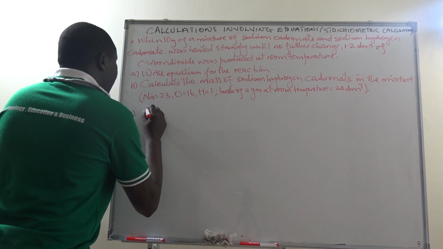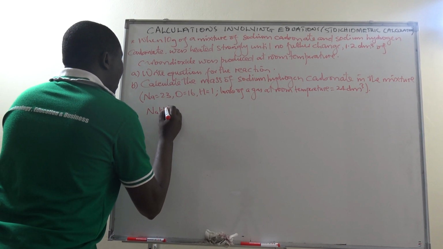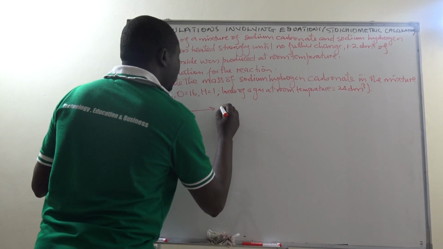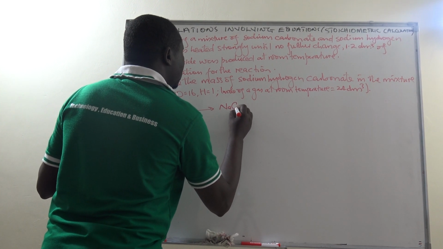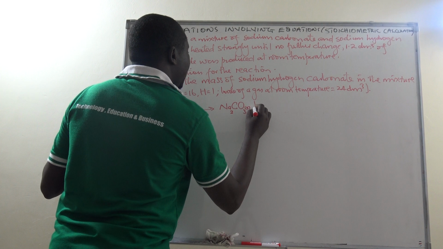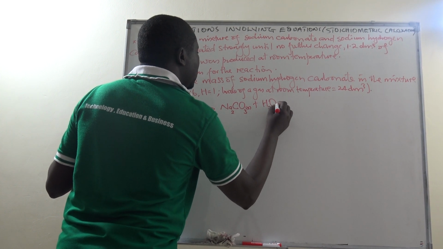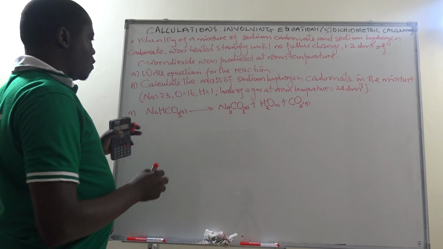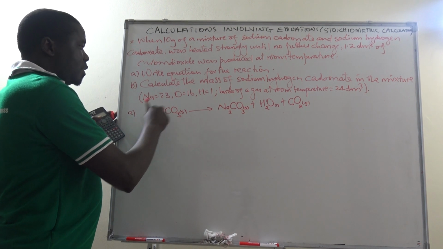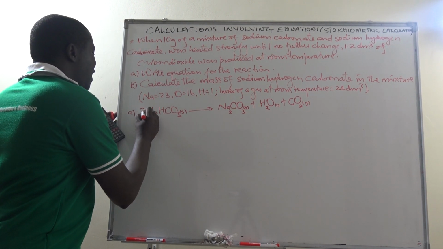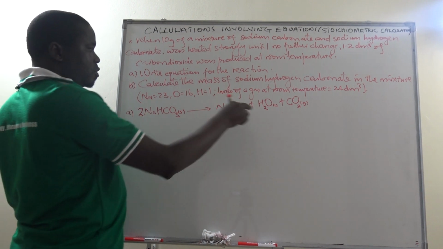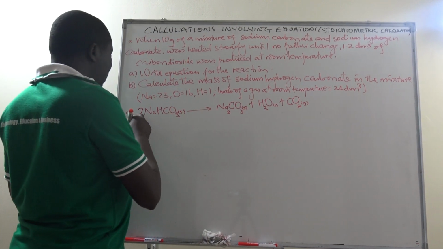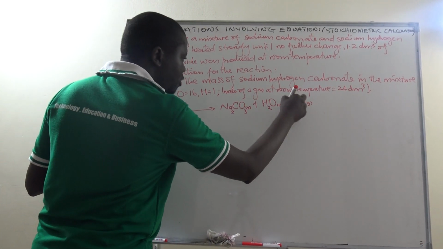So let us write the equation. Sodium hydrogen carbonate decomposes when heated to sodium carbonate. It also produces water and it produces carbon dioxide. Let us balance this equation. We have one sodium atom on the reactant side. On the product side, there are two. So we multiply sodium hydrogen carbonate by 2. Hydrogen atoms are 2 on the reactant side, and on the product side, they are also 2. Carbon atoms 2. This side we also have 2. Oxygen atoms are 6. Here we have 3 plus 1 is 4 plus 2 is 6.